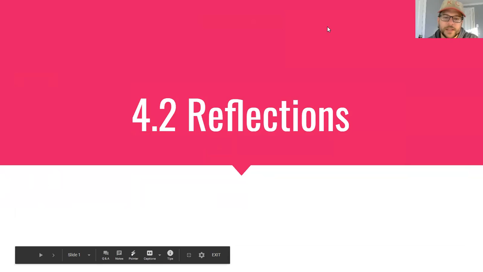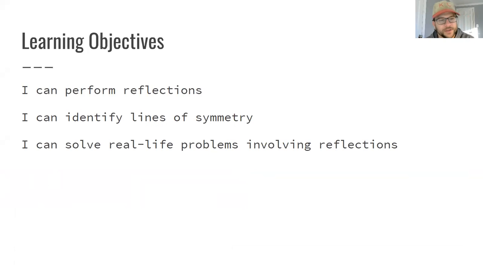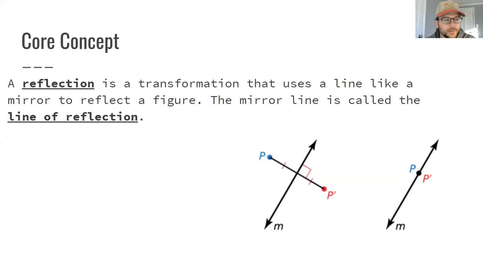All right, this tutorial is on the Big Ideas Geometry section 4.2 titled Reflections. So continuing on the translations that we talked about last section, we're going to talk about how to reflect something, how to identify lines of symmetry, and being able to use those to solve real-life problems.